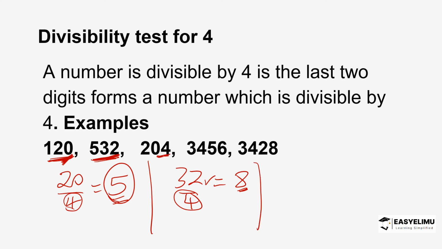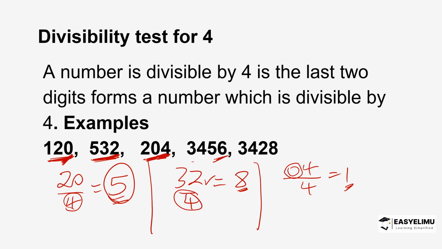Let's look at 204. You only focus on the last 2 digits, and that is 0, 4. Remember the first 0 here, we've said in our previous videos that it doesn't count. It doesn't make any difference. So ideally, this is just 4 divided by 4, which is 1, meaning the number formed by the last 2 digits is divisible by 4. So we conclude that the number 204 is divisible by 4.